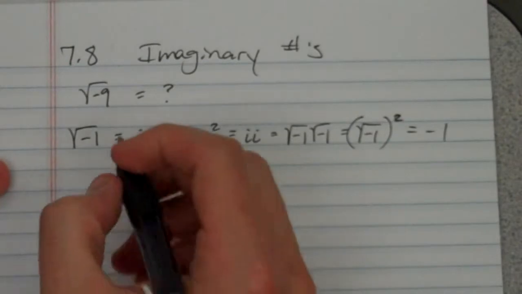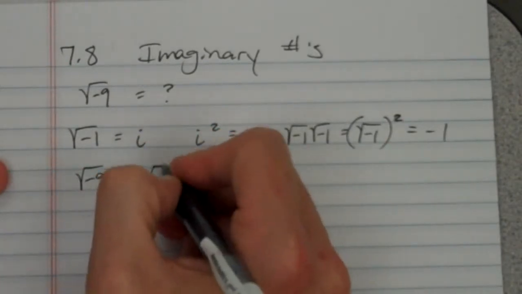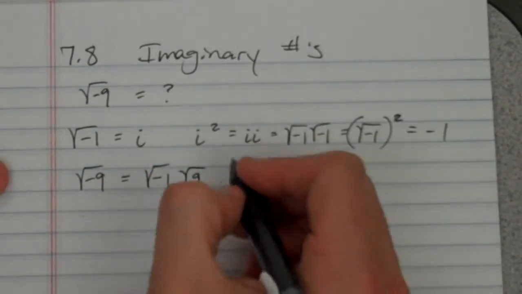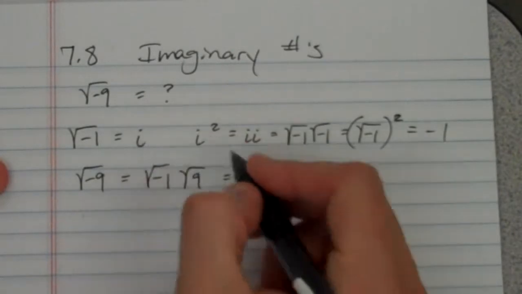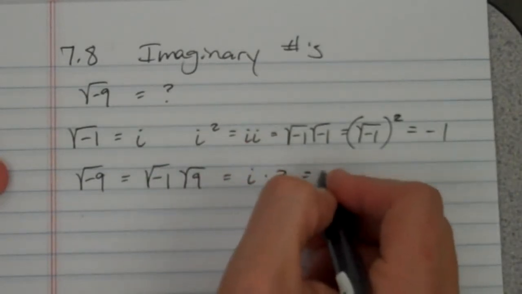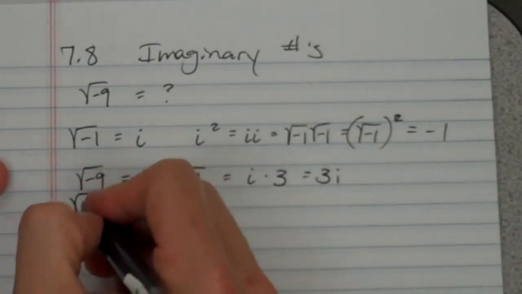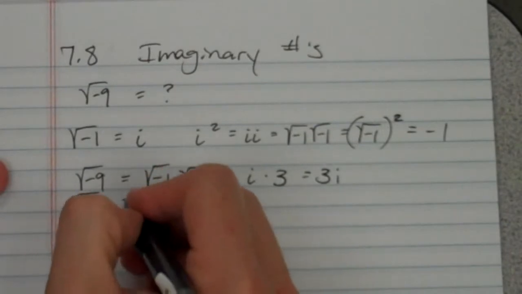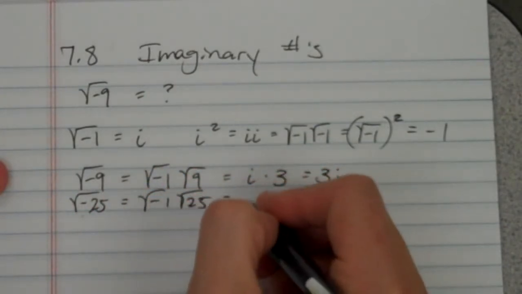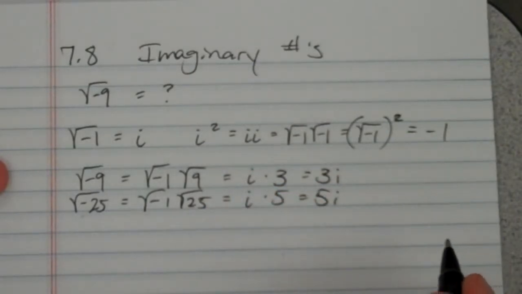For example, let's go back up here. The square root of negative 9. Well, I know that's the same thing as the square root of negative 1 times the square root of 9, right? So, square root of negative 1 is i. Square root of 9 is 3. So that equals 3i. Okay? Square root of negative 25 equals square root of negative 1 times square root of 25, which equals i times 5, which equals 5i. Okay?